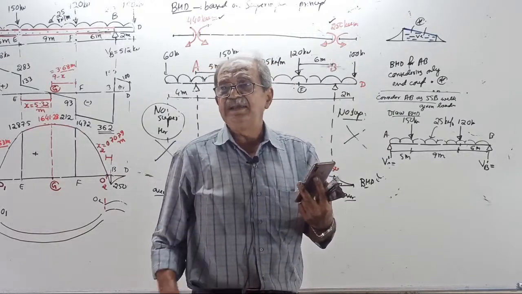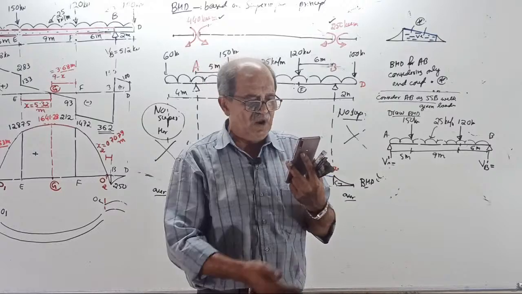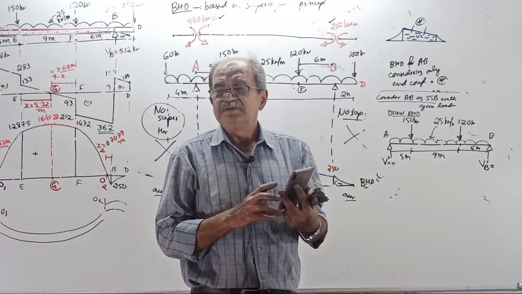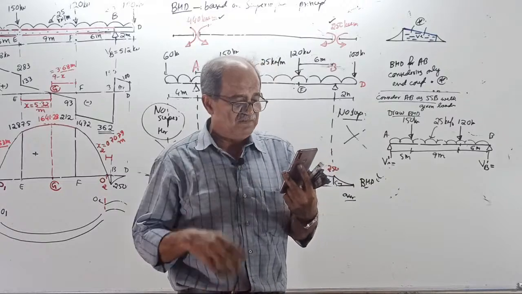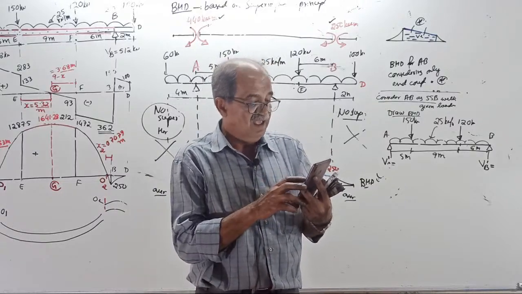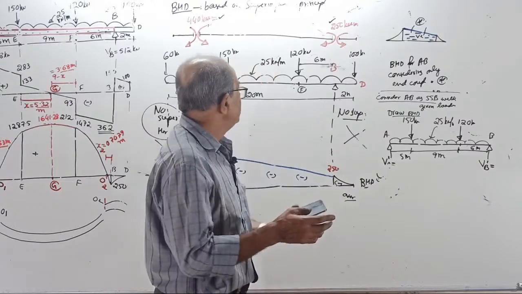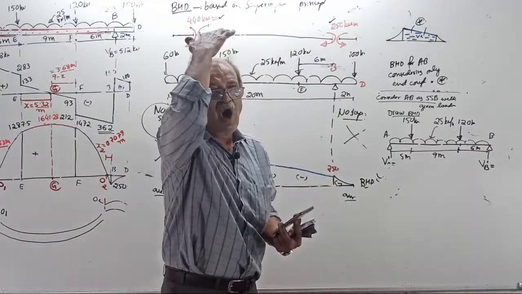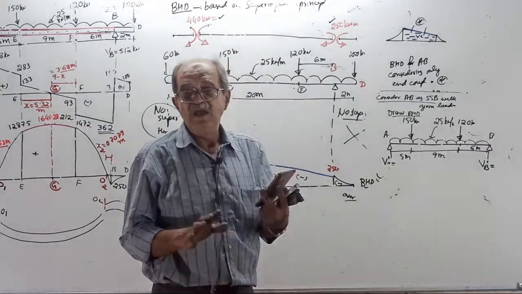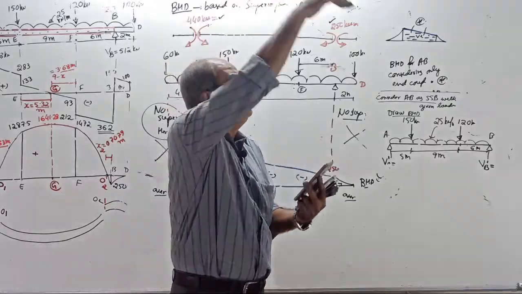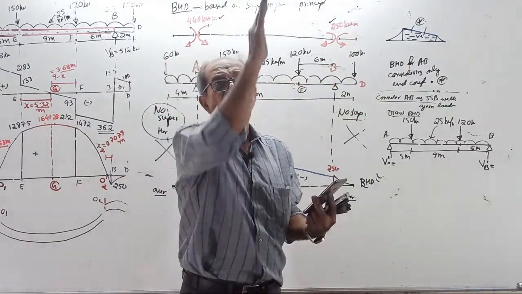From the examination point of view, they don't give loading this way. Simply superimpose the standard diagrams. By this time, the BMD would have been over long, long back. At least tell me, remember, superimposing UDL this way means what? Or point load this way.